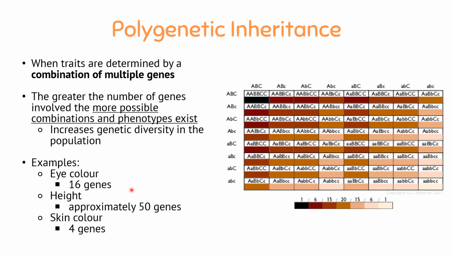For example, eye color is determined by 16 genes. That's why we have many different eye colors, because it is the alleles on all 16 of these genes interacting with each other to produce eye color. Your height is determined by approximately 50 genes. It is the combination of all 50 of these genes and their alleles that determine your height, and this is why we have such a wide variety of heights in our population. And also skin color, which is determined by 4 genes, and you can see in this image the combination of all these genes and alleles and how it can produce a very large variety of skin color.